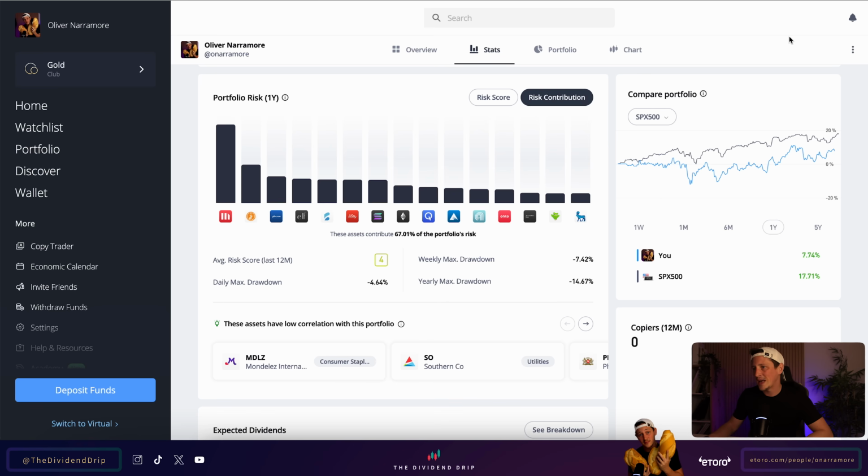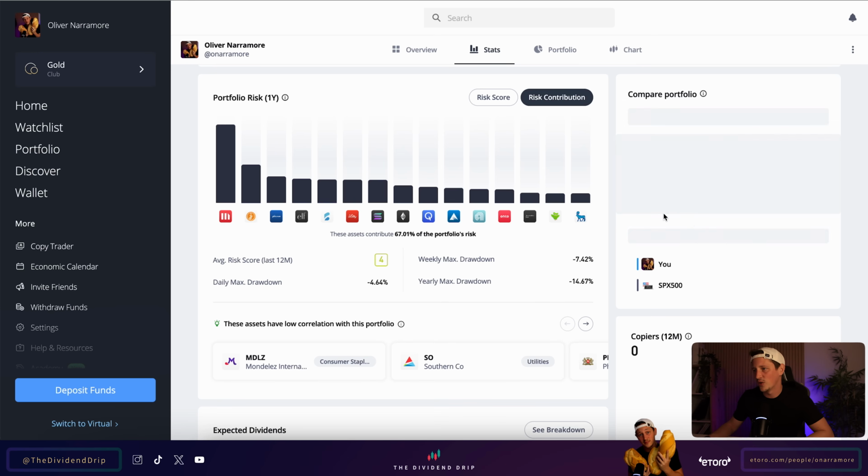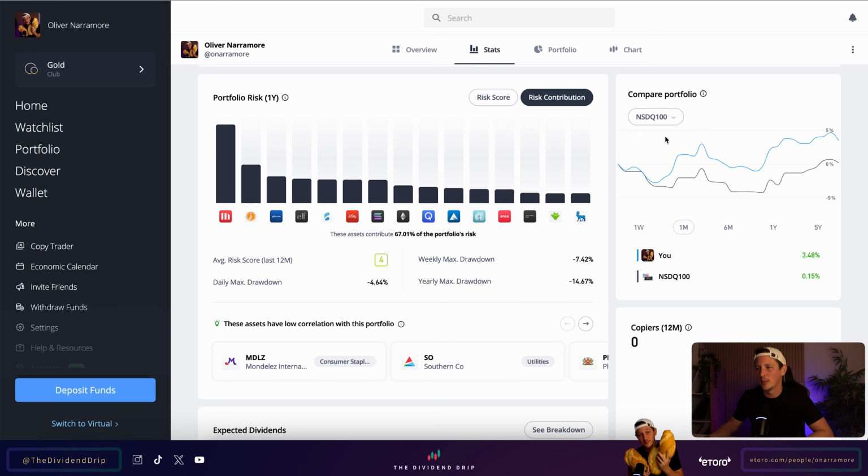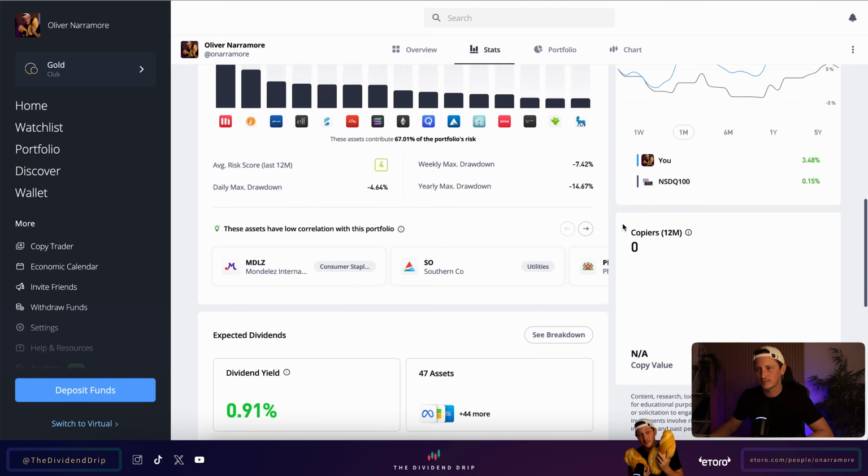Moving to the right, we have the compare portfolio. So you can compare yourself to the S&P 500. You can have a better understanding of how well you're performing against that. Everyone usually compares themselves to the S&P 500. You can change that to something else if you want to, just to dig into that in a little bit more detail to see how you are comparing.